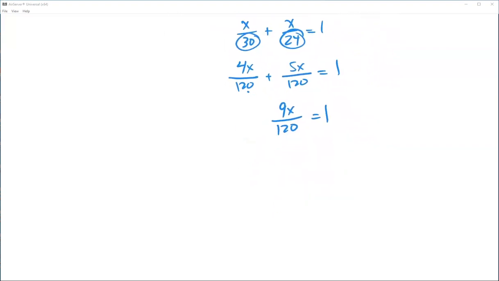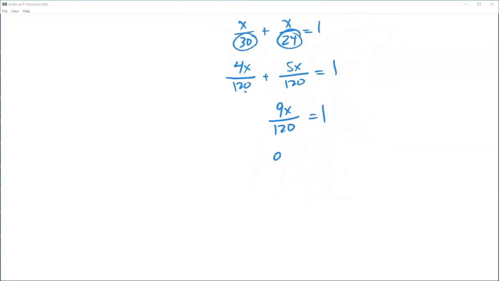Cross multiply, or just multiply the 120 on both sides, would be 9x is equal to 120. Divide both sides by 9. X is equal to 13 1/3.